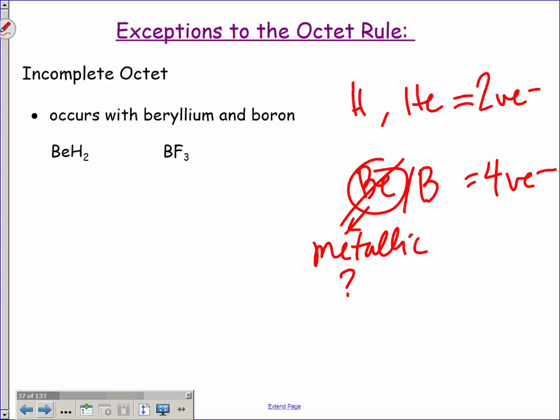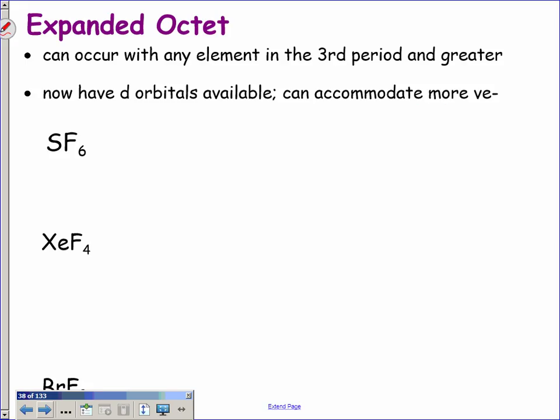Who's able to expand octet? Phosphorus and forward, basically. Phosphorus, sulfur, chlorine, argon, and forward can expand octet, meaning they can have 10, 12, 14 valence electrons and be totally fine. How and why? Because they have d orbitals that they can stuff extra electrons in. Okay, so that's the overall gist of all this information.